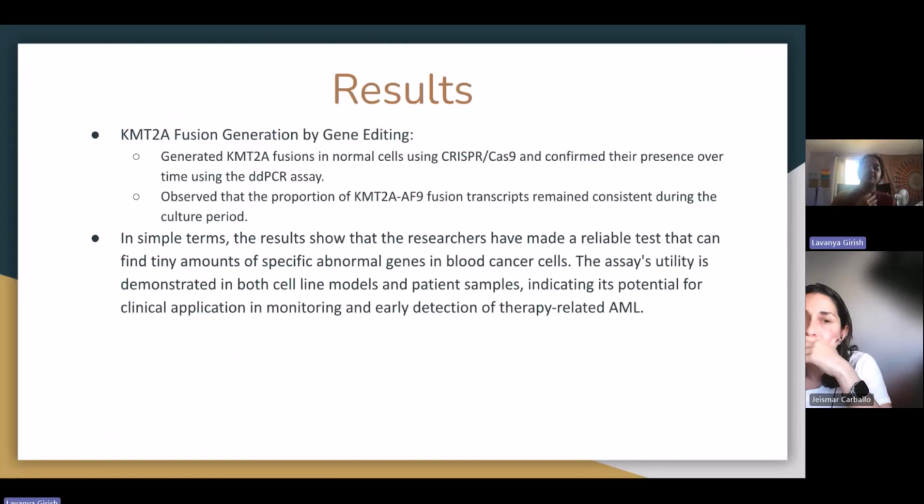And as for the gene editing, they generated the KMT2A fusions using CRISPR and confirmed their presence over time using the ddPCR assay. They also observed that the proportion of KMT2A-AF9 fusion transcripts remained consistent during the culture period. So in basic terms, the results showed that the researchers created a reliable test that could find small amounts of specific abnormal genes in blood cancer cells. The assay's utility is demonstrated in both cell line models and patient samples, indicating its potential for clinical application in monitoring and early detection of TAM.